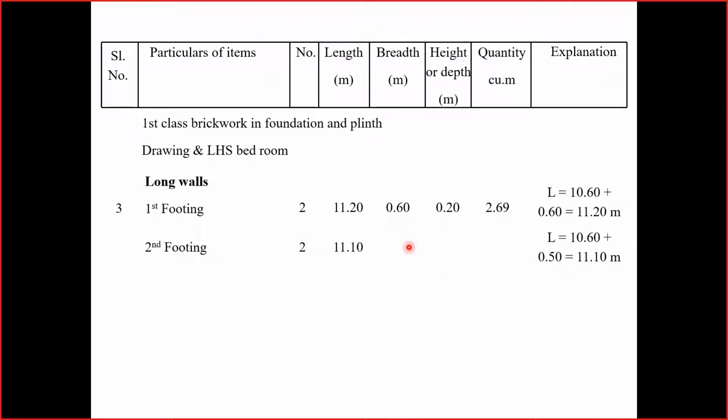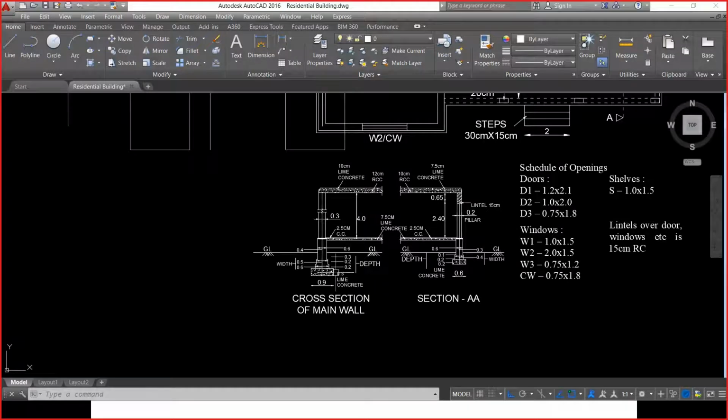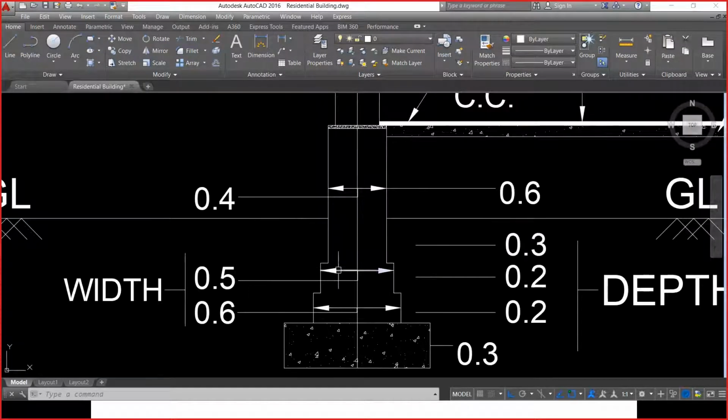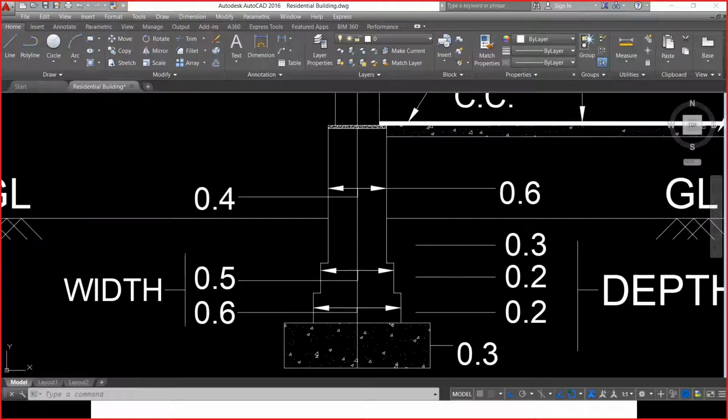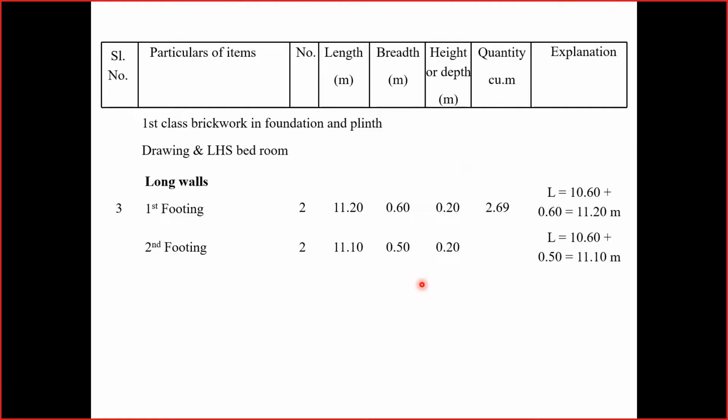And of course these two quantities remain the same. The width and the depth: we have already considered the width as 0.5 meter, it is going to remain the same, and depth is also mentioned as 0.2 meter, so it remains the same. The product of these values gives us 2.22 meter cube.